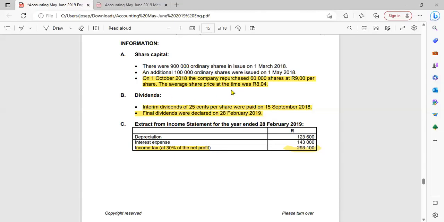So we are going to calculate our shares repurchased with the price that is above the average share price, which is 96 cents. So we're going to say 60,000 shares multiplied by 0.96. Let me calculate it with you guys before we put it into our answer sheet.